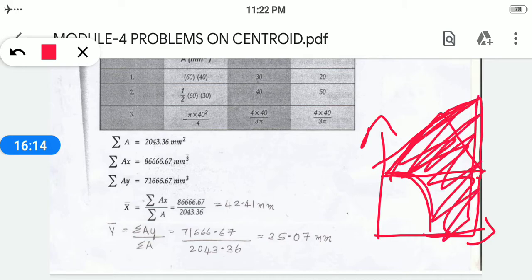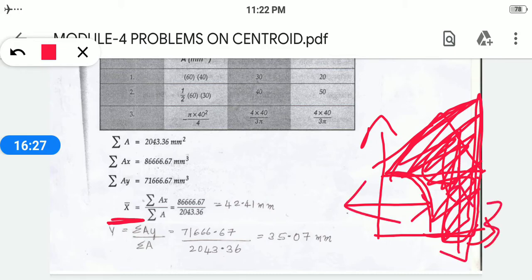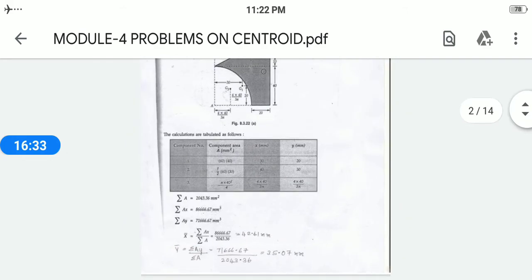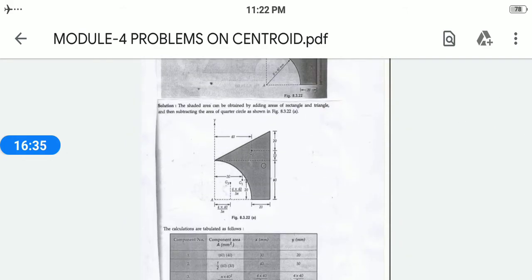We need to find the centroid of this portion. So your centroid lies at an x distance of 42.41 mm and a y of 35.07 mm. At that point only your centroid is acting. So this is the procedure to do the sum. Whatever the complexity of your problem they give, you have to do these simple things.